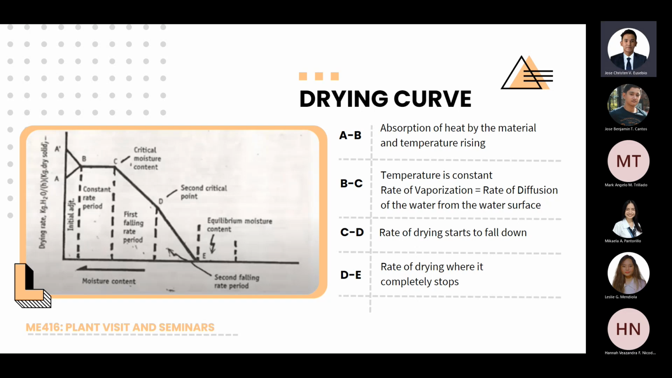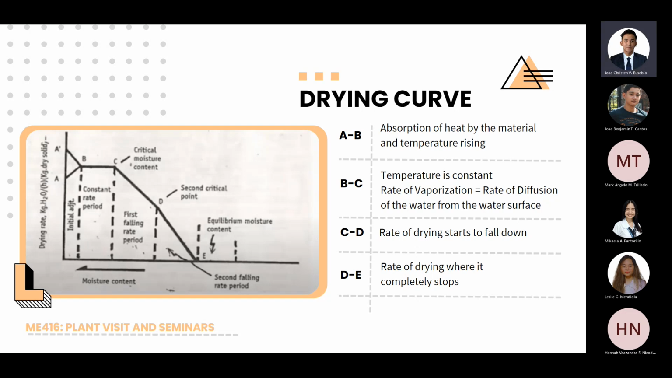Then after that, darating siya doon sa B to C, which is yung constant rate period approaching critical moisture content. Kapag nasa constant rate period ka, yung temperature doon basically nagre-remain siya as constant. This happens because the rate of vaporization becomes equal to the rate of diffusion of water from the solid to the surface. So, basta yung water nandun lang siya sa surface niya at kino-consider siya as wet surface. Yung temperature niya magre-remain lang siyang constant.